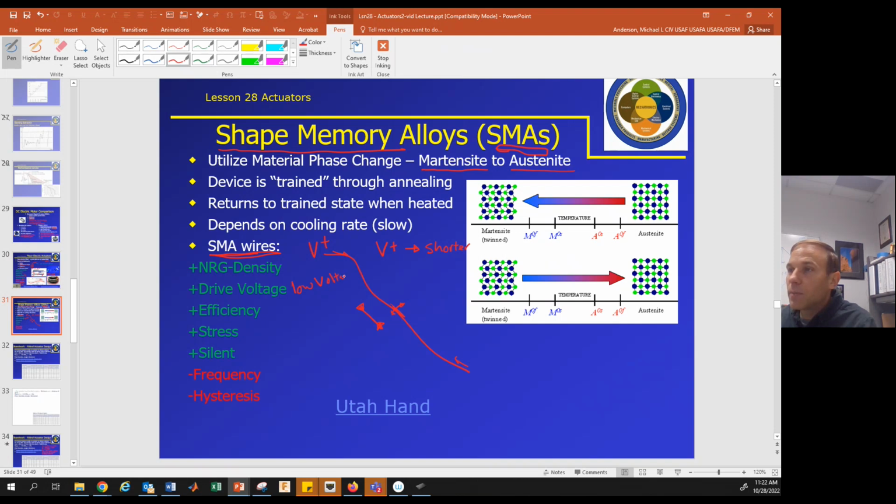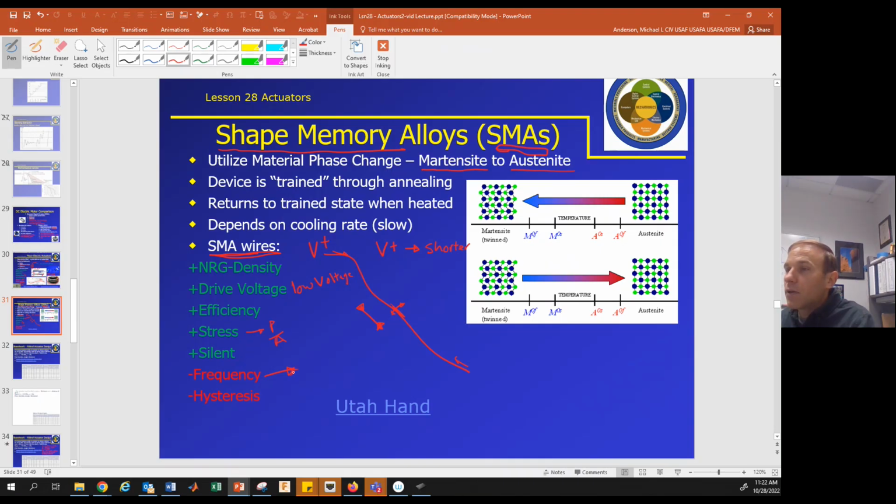So compare that to the piezoelectric, which needed like 200 volts. These things will run on just a couple volts. So very easy to use with a microcontroller. They're very efficient. We don't lose a lot of energy with them. They can handle a high stress, so they can produce a relatively high P over A, force per unit area. They're silent. They make no noise. Now, here's the major drawback right here: frequency.